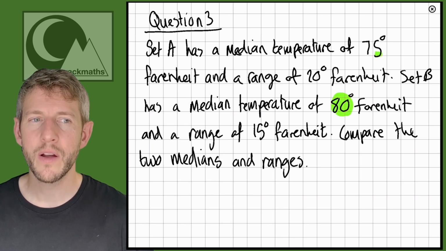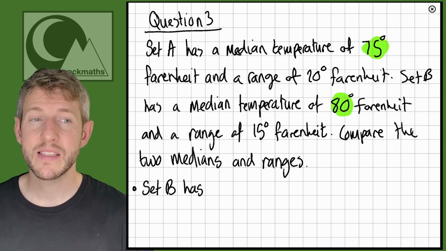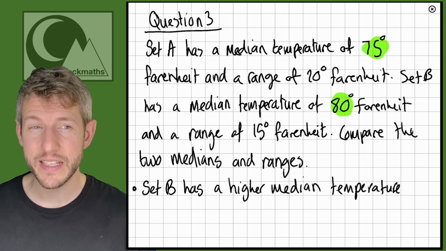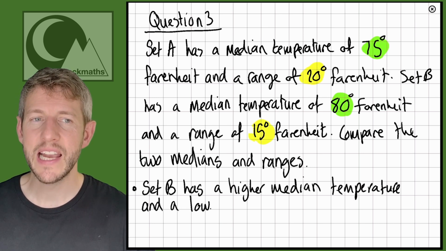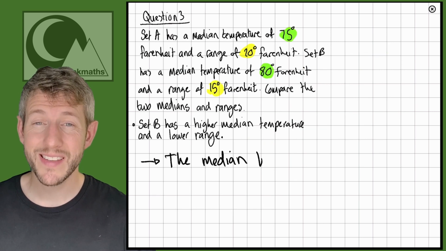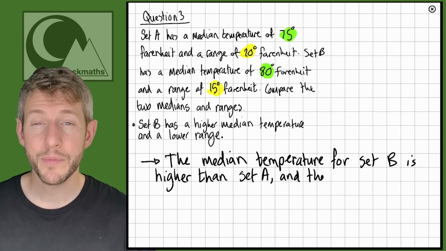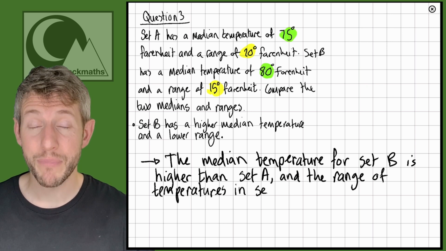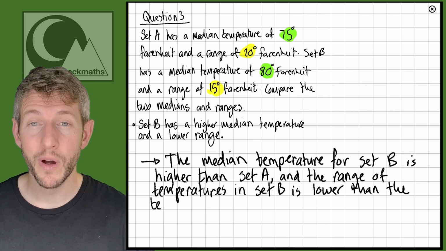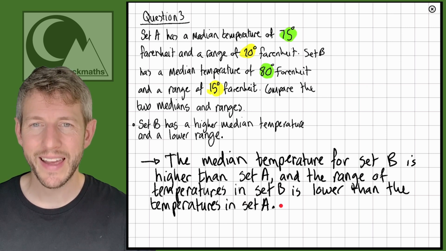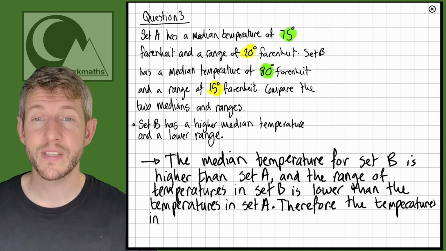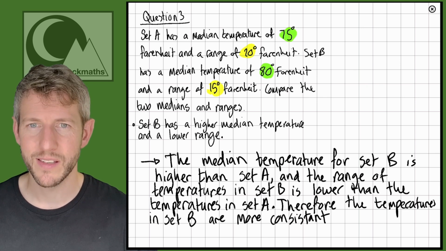Okay, so here we go. We can see that set B has a higher median temperature and a lower range. So we can say that the median temperature for set B is higher than set A, and the range of temperatures in set B is lower than the range of temperatures in set A. Therefore, the temperatures in set B are more consistent.